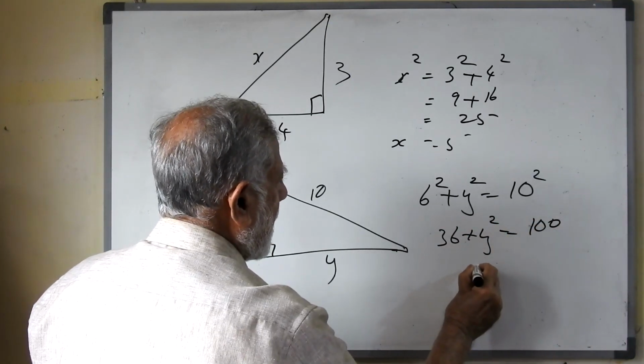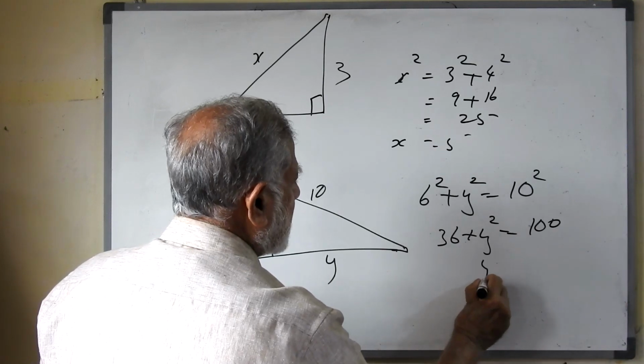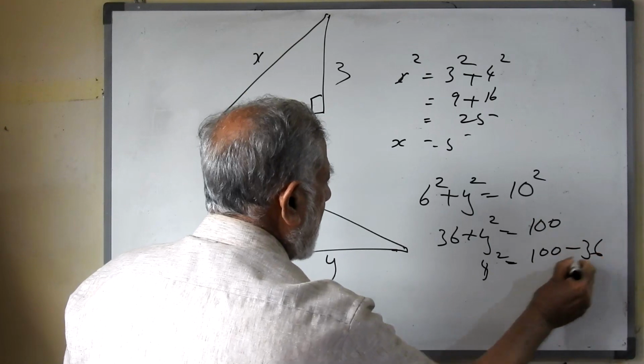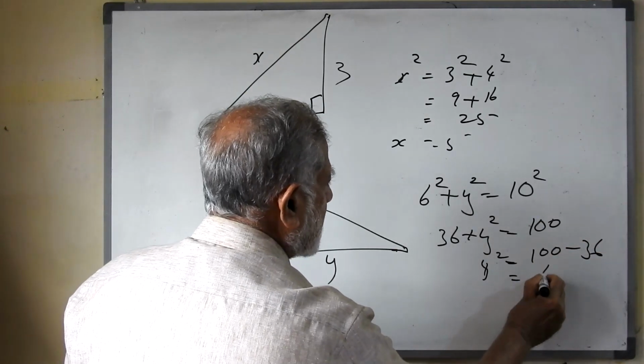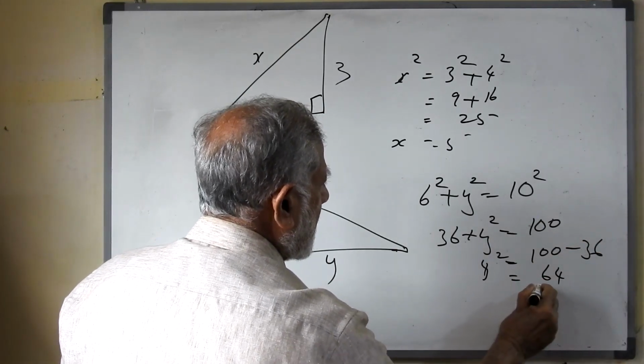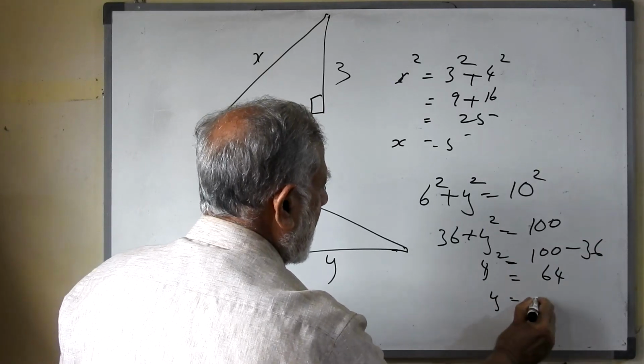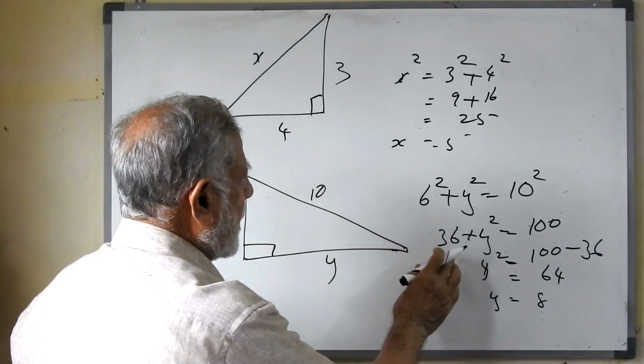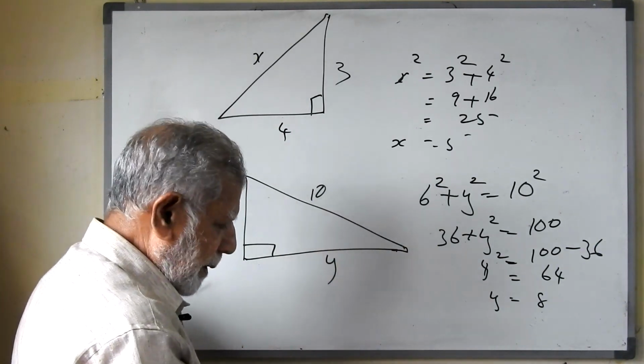So, the y squared is equal to 100 minus 36, that is equal to 64, and y is equal to 8. This is one method of doing it. We square the numbers and then we bring it down to the other side.